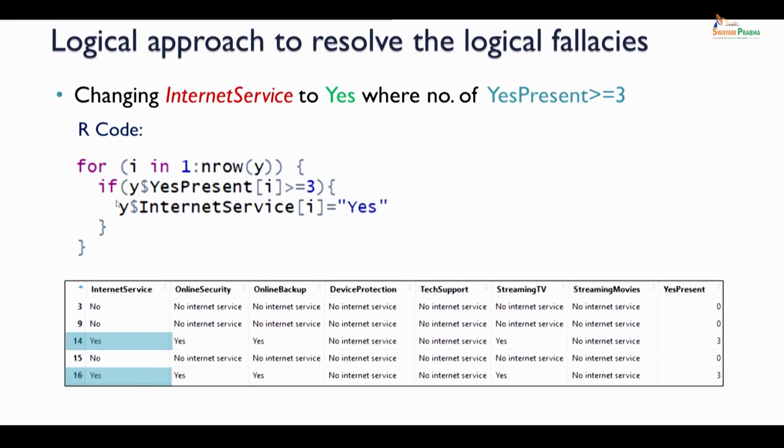So, you can note that I have not done that in the original data frame churn. This is just an example to illustrate how you can check the fallacies and how you can replace them using some logical approach. So, for illustration purposes alone, I have specified a data frame Y, that is my subsetted data frame. I have not changed my original churn file. Now, let us move on to the outlier detection part.